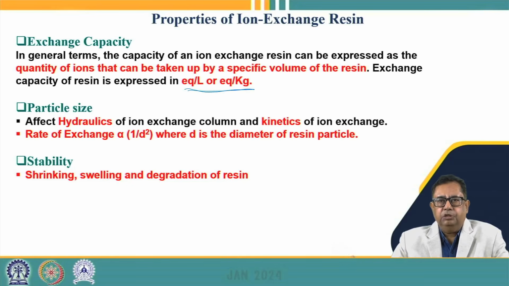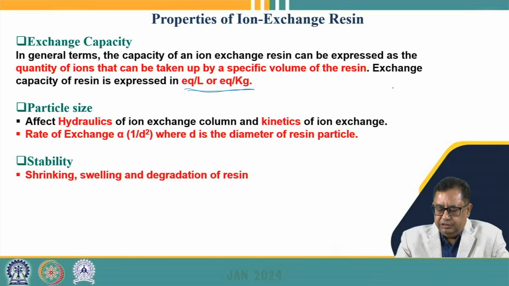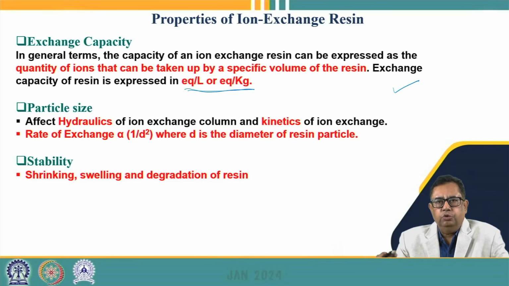So it depends on how many equivalents of the targeted ions are replaced by the ions which are present on the resins, per unit volume or per unit weight of the anion exchange or cation exchange resins. This is how the exchange capacity is defined, and it is very beneficial when we calculate how much of the cations or anions have been replaced. Similarly, it can also tell us what amount of resin needs to be placed if you want to remove a particular amount of cations or anions in the solution.